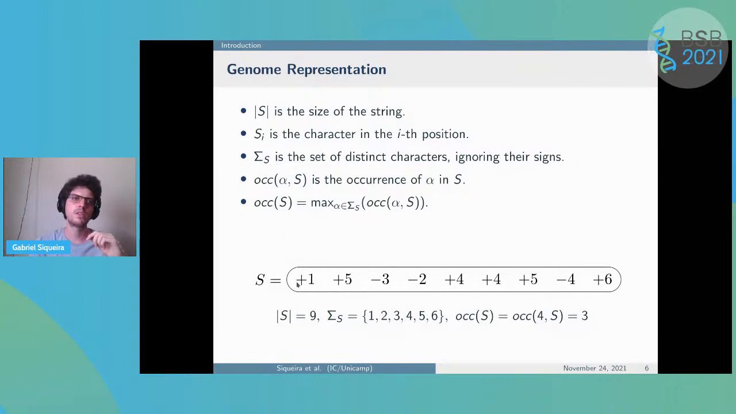Here I have an example. We have a string S of size 9. The alphabet of this string is composed of the numbers from 1 to 6. The maximum occurrence of the string is equal to the occurrence of the symbol 4, which is 3. 4 appears 3 times in the string.